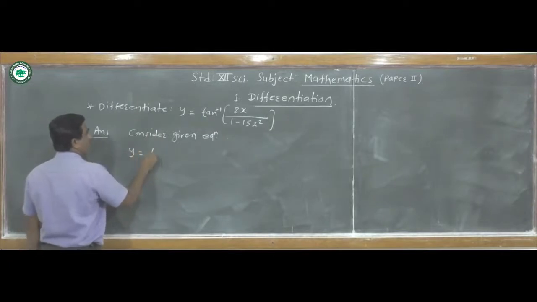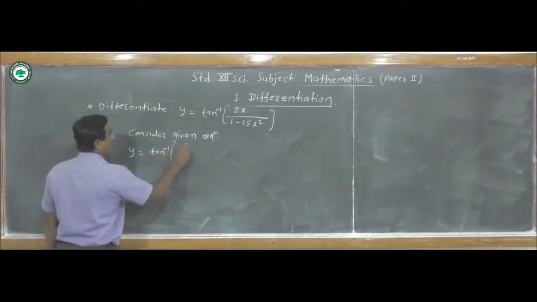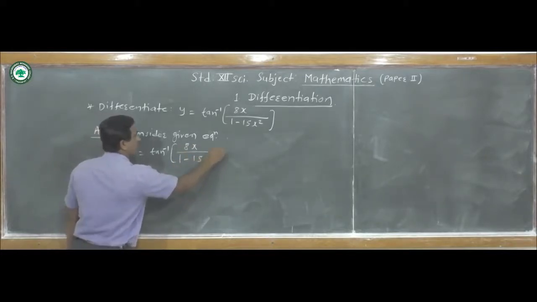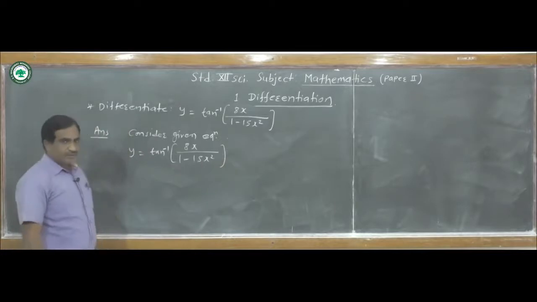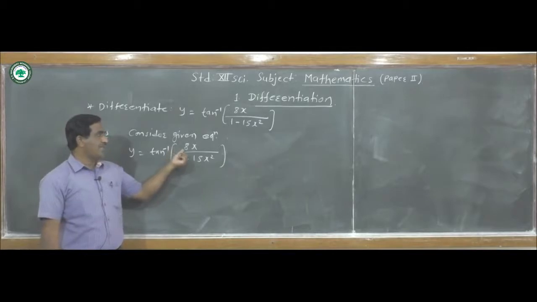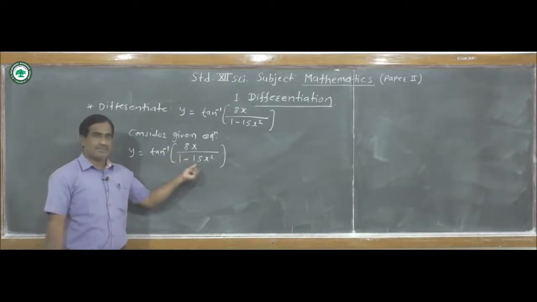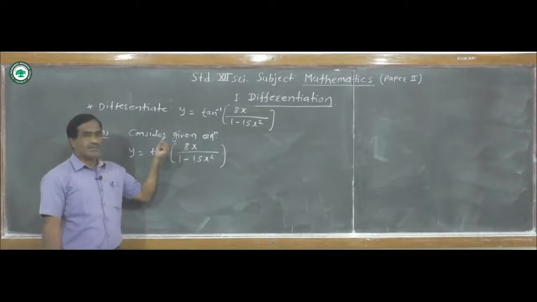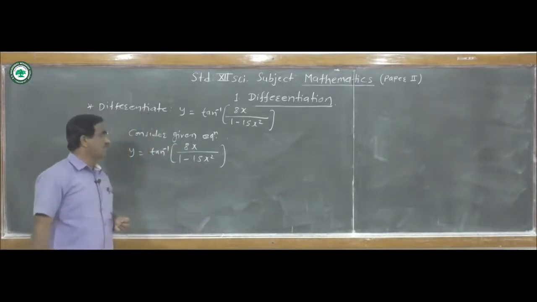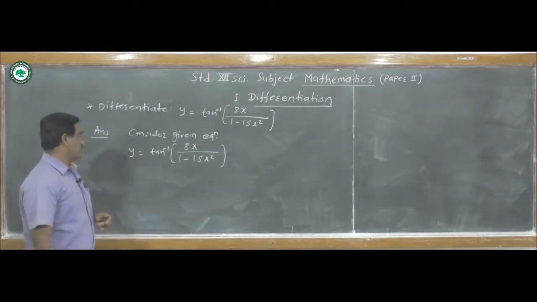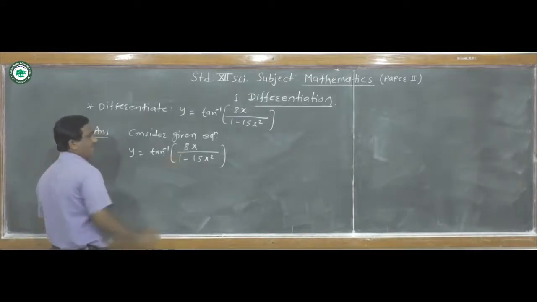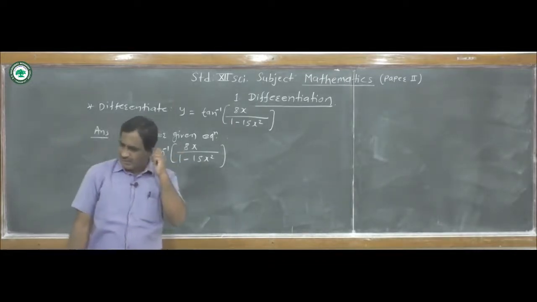y is equal to tan inverse of 8x upon 1 minus 15x square. Now here we split up this numerator as two numbers whose addition is 8 and product is 15. That is, take factors of 15 whose product is 15 and addition is 8. Now these numbers are 5 and 3. Therefore, we can adjust this numerator 8x as 5x plus 3x.